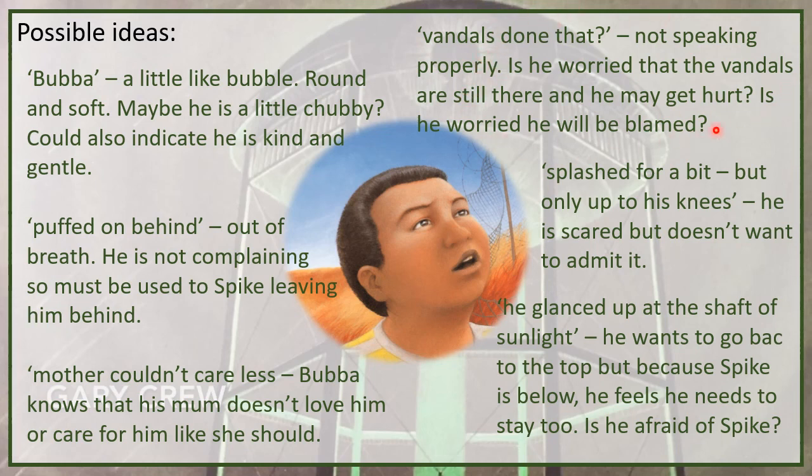He's quite a worrier, because maybe he's worrying that the Vandals are still there and he may get hurt. Maybe he's even worried that he might be blamed. Bubba is scared but doesn't want to admit it. There's quite a lot of evidence to suggest that, but the main bit is that he splashed for a bit, but only up to his knees. Really important, this, because he just doesn't want to share how he really feels.